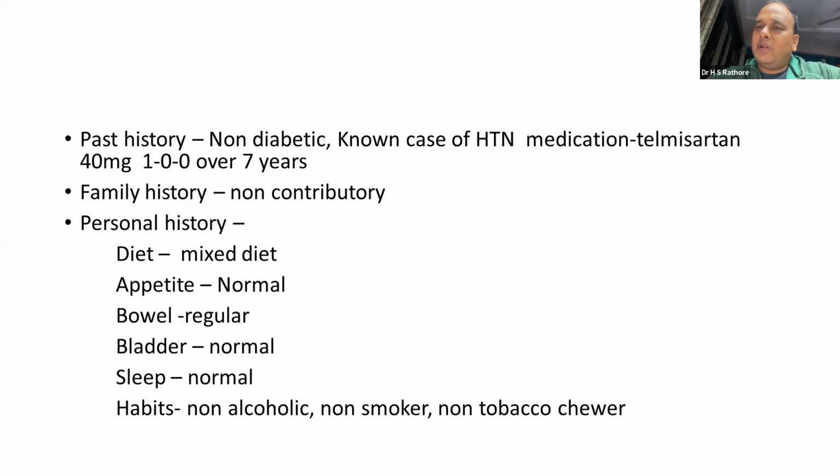Past history suggests non-diabetic, known case of hypertension, on medication telmisartan 40 milligram OD over 7 years. Family history non-contributory. Personal history: mixed diet with normal appetite, bowel and bladder normal, sleep is normal, non-alcoholic, non-smoker, non-tobacco chewer.